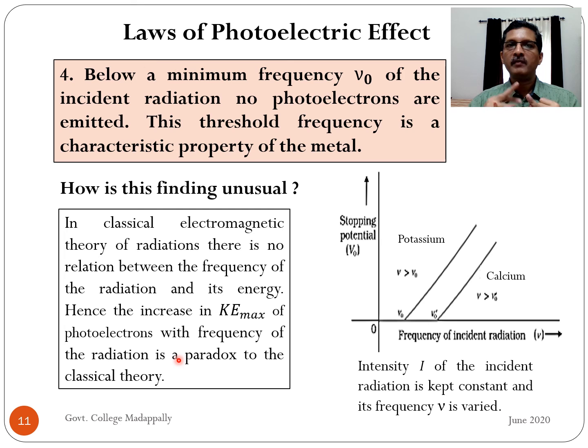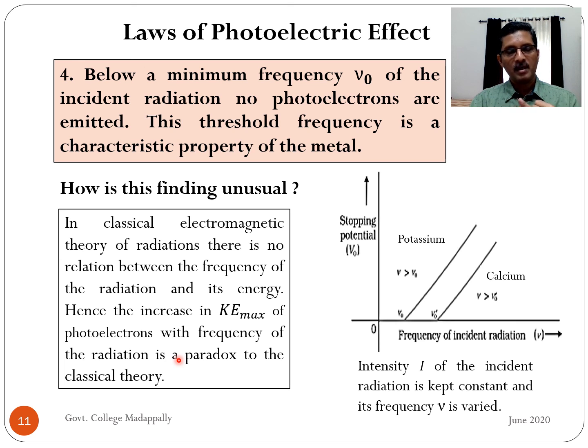Second one, when we increase the intensity of the radiation, the number of photoelectrons increases, saturation current increases. And also when we increase the intensity, the maximum kinetic energy of photoelectrons does not increase. Again, this cannot be explained by classical theory. According to classical theory, as we increase the intensity, more energy should be given to the metal surface, so the maximum kinetic energy of photoelectrons should increase, but we don't see such an increase here.